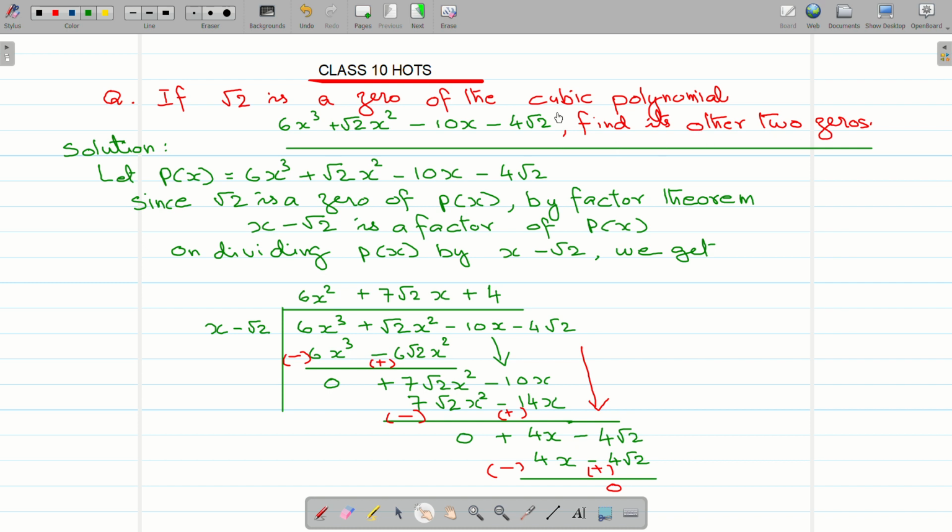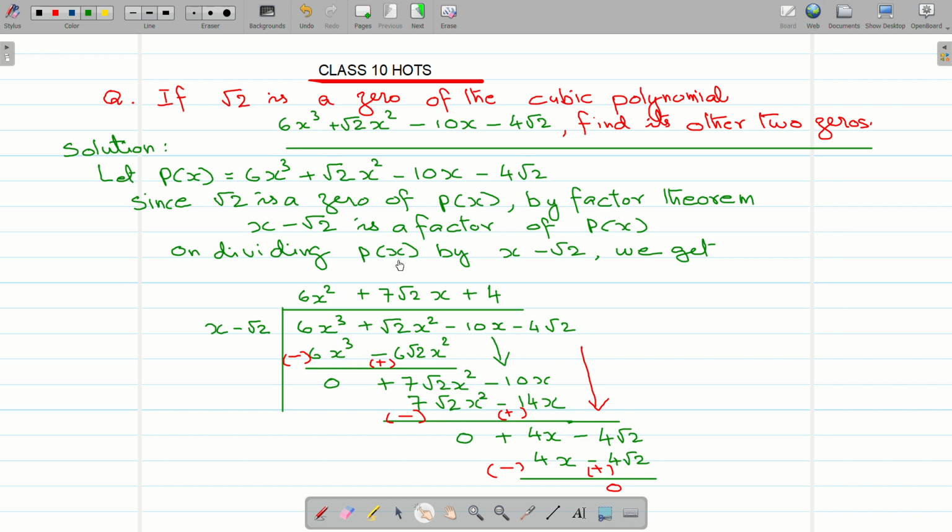A cubic polynomial will have three zeros, so it is of third degree. Let p(x) is equal to 6x cube plus root 2x square minus 10x minus 4 root 2. Since root 2 is a zero of p(x), by factor theorem, x minus root 2 is a factor of p(x).